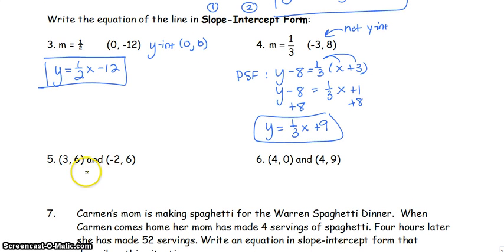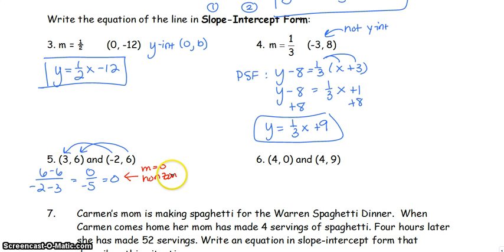Alright, so when we look at number 5, slope-intercept form, we're not even given the slope and we're not given the y-intercept, so we can start by finding the slope. 6 minus 6 over negative 2 minus 3. 6 minus 6 is 0 over negative 5. That gives me a slope of 0. Anytime you have a slope of 0, you know that you're going to have a horizontal line. And horizontal lines have special equations. Hopefully you remember that they're y equals some number.